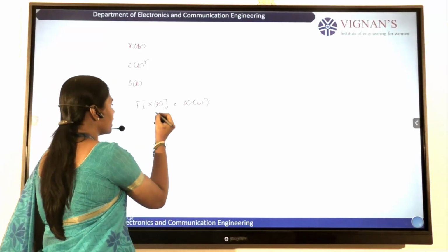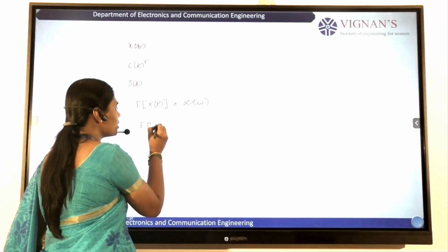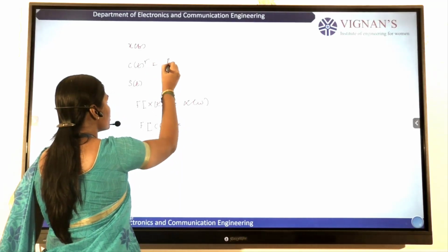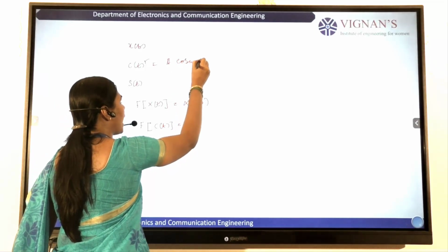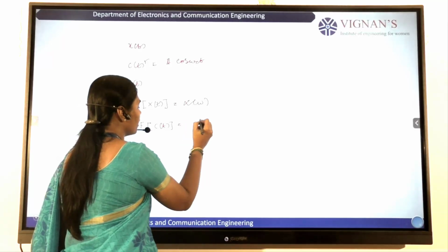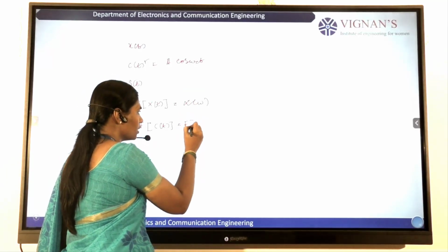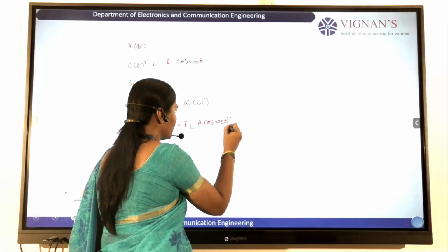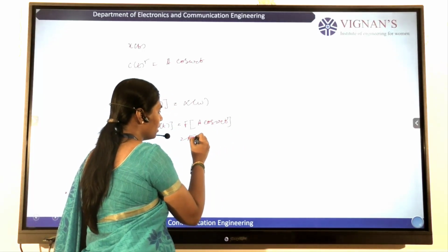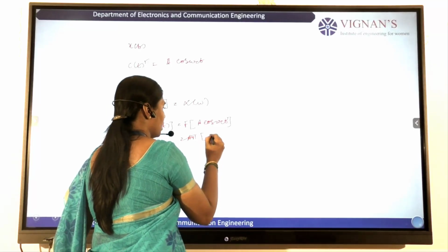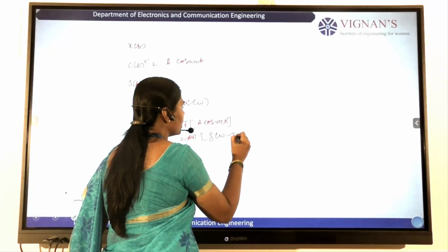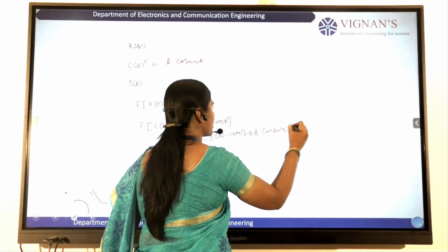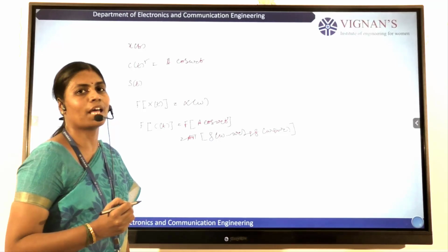Now we will consider the carrier signal and apply the Fourier transform to it. Here the carrier signal is A cos omega ct. If we apply the Fourier transform to this, then the Fourier transform of A cos omega ct is A pi times delta of omega minus omega c plus delta of omega plus omega c, because the cosine transform produces two impulses.